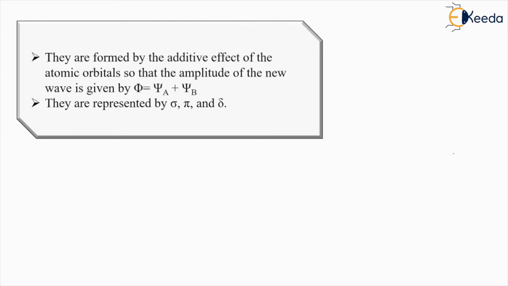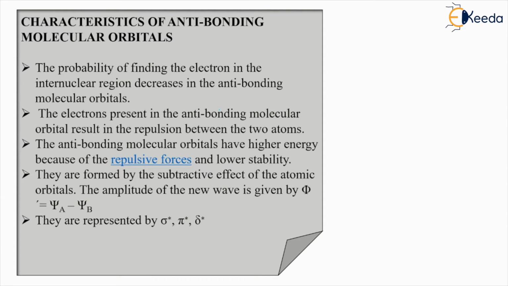Now we have in phase, this was also written over there. They are formed by the additive effect of the atomic orbitals. That means they are in phase. The main word which we need to write over here is in phase. And because they are in phase, we will add them. Addition is important. They're represented by sigma, pi, or delta. These are simple representations.